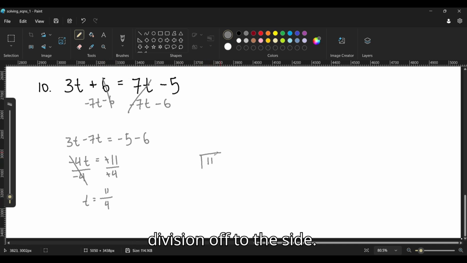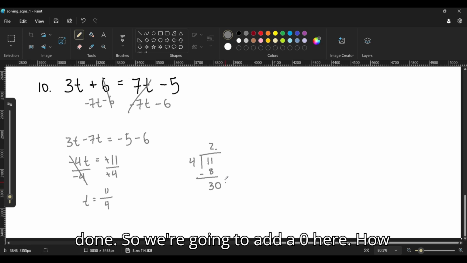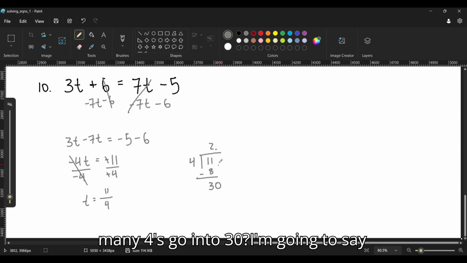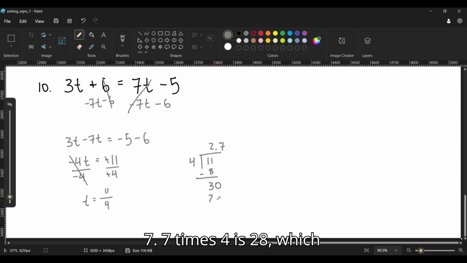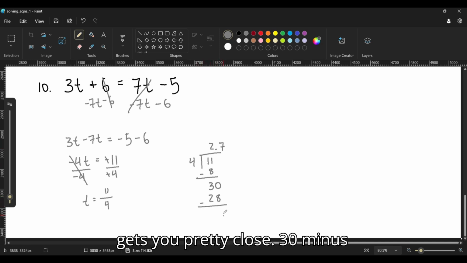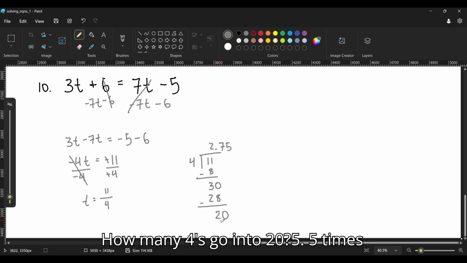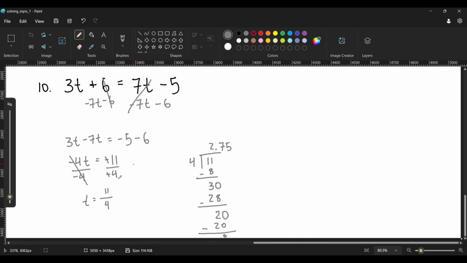I'm going to do that long division off to the side. I know that 2 4s become 8, and that's close enough. 11 minus 8 is 3. We're not done. So we're going to add a 0 here. How many 4s go into 30? I'm going to say 7. 7 times 4 is 28, which gets you pretty close. 30 minus 28 is 2. Still not done, though. Let's do another one. How many 4s go into 20? 5. 5 times 4 is 20. Okay, now we're done. So, in the end, t is equal to 2.75.